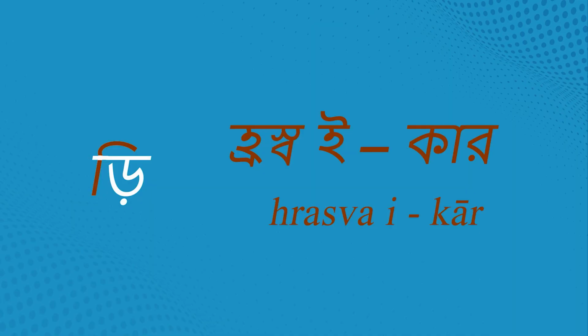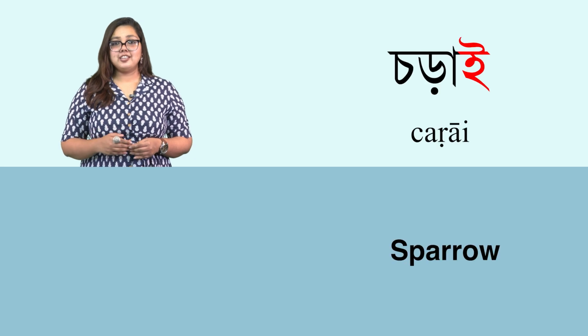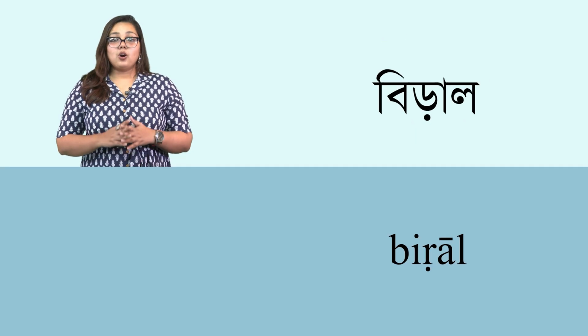It has a diacritic marker, roshoi kar, which always gets attached to the left side of the Bangla consonants. In its original form, we can get E word initially, such as in eat, which means brick, and word finally also, for example, chorai, which means sparrow. The diacritic roshoi kar can occur word initially, such as in biral, which means cat.